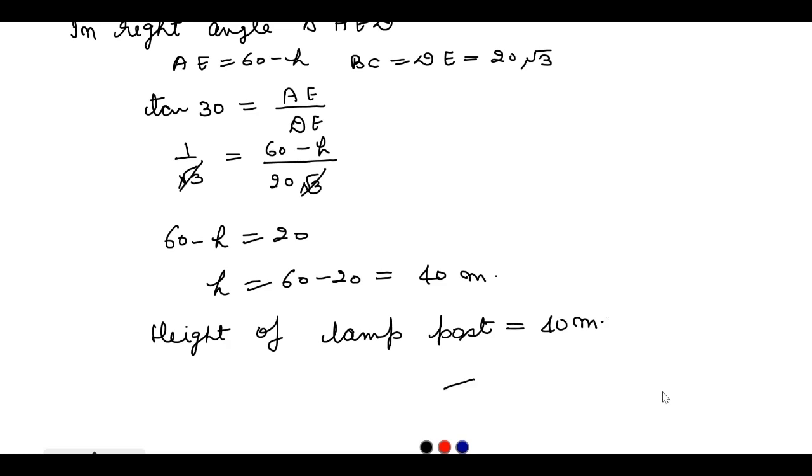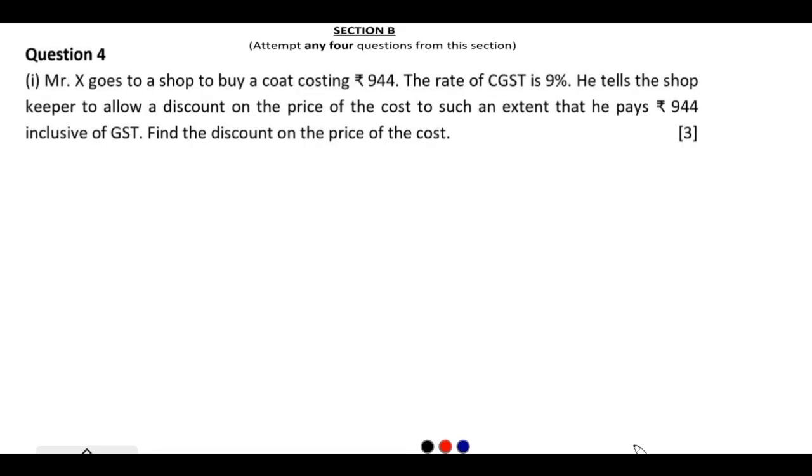Now compulsory section is completed. Question number 4, part 1. Mr. X goes to a shop to buy a coat costing rupees 944. The rate of CGST is 9%. He tells the shopkeeper to allow a discount on the price of the coat to such an extent that he pays rupees 944 inclusive of GST. Find the discount on the price of the coat.